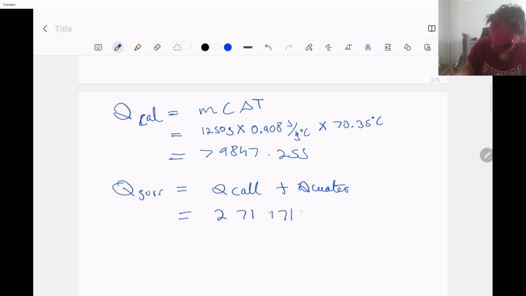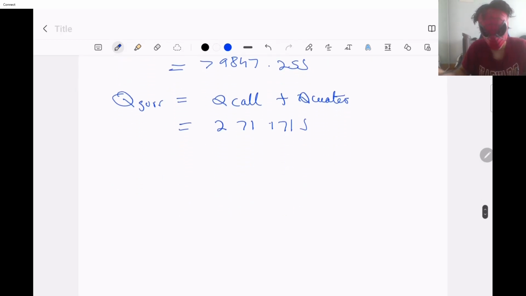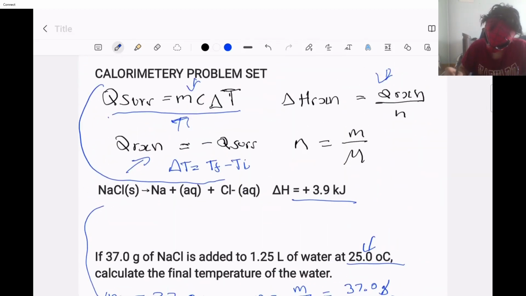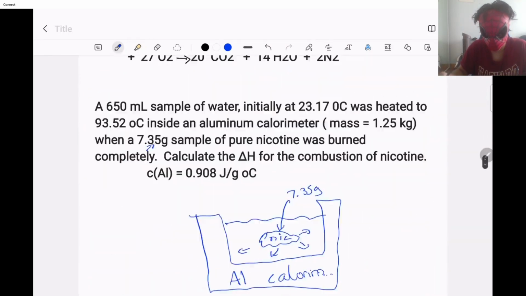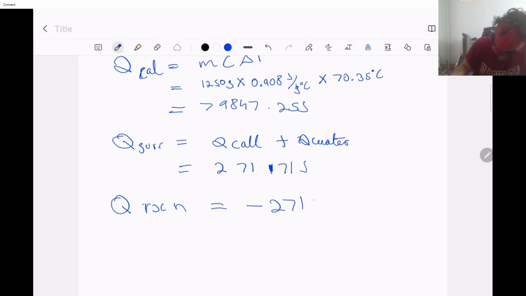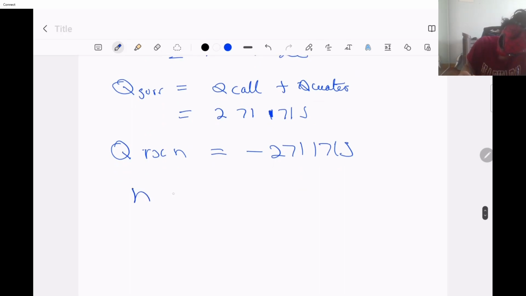Which would give us around 271,171 joules. And with this, we can use this formula right here to find the H of the reaction. First, let's find the Q reaction. Q reaction is equal to negative Q surroundings. So Q reaction is equal to negative 271,171 joules. The moles of nicotine is equal to mass over molar mass.